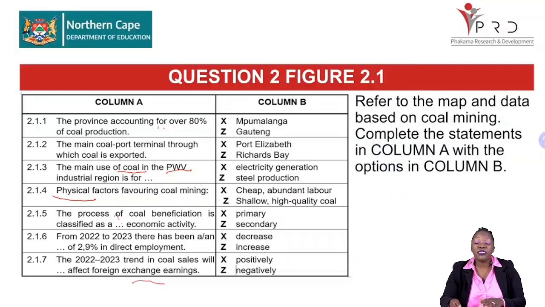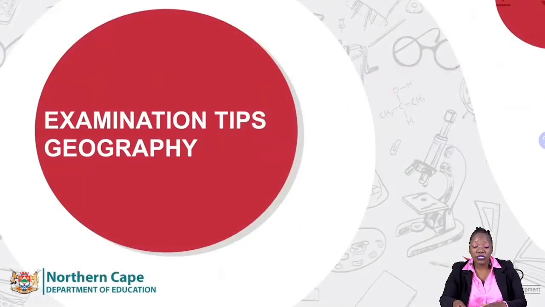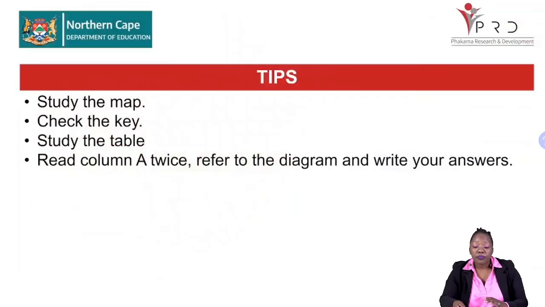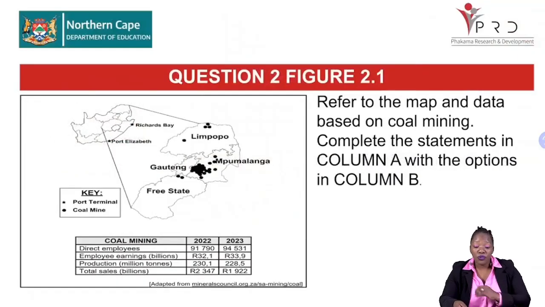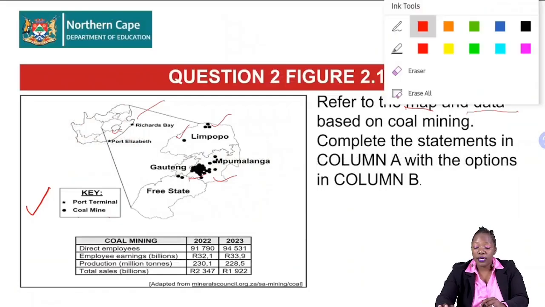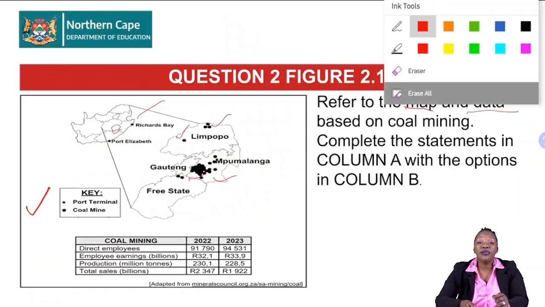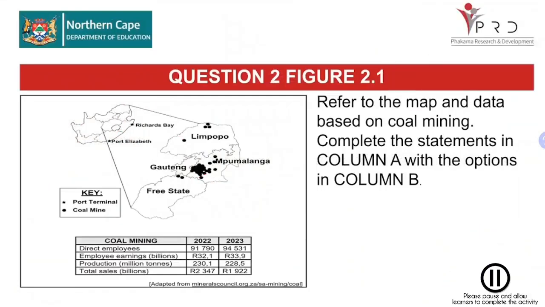So now that we have seen the questions, I'm going to allow you the opportunity to go through the diagram on your own so that you can identify all the things that you need. I'm going to give you 2 minutes to go through the map as well as the data in the coal mining. And then after 2 minutes, we will be in a position to answer the questions.